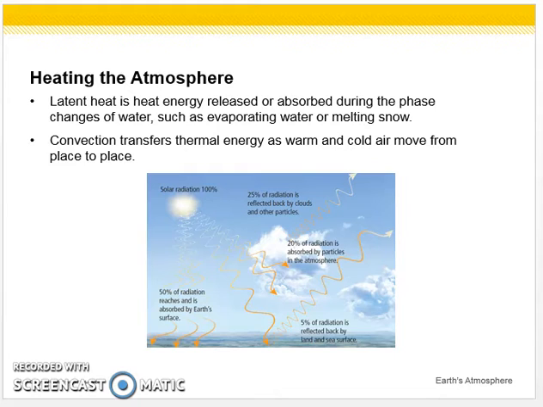Latent heat is heat energy released or absorbed during the phase changes of water, such as evaporating water or melting snow. Convection transfers thermal energy as warm and cold air move from place to place. If you'll remember on that second bullet point, the magma inside Earth, convection currents, or the hot cup of soup that we've discussed in class.